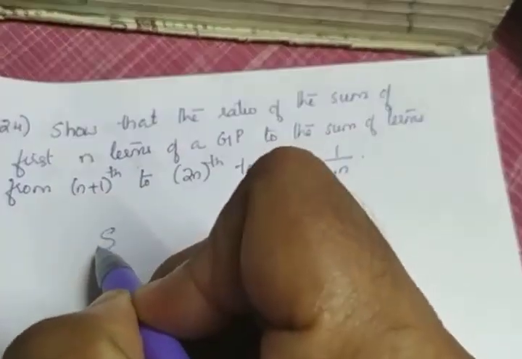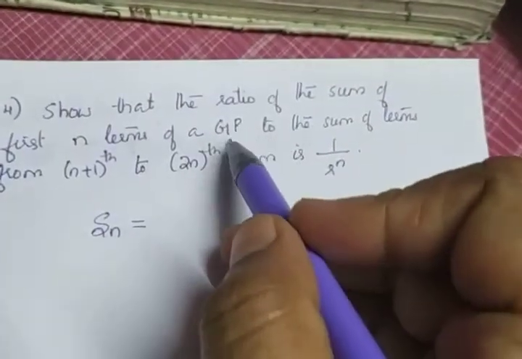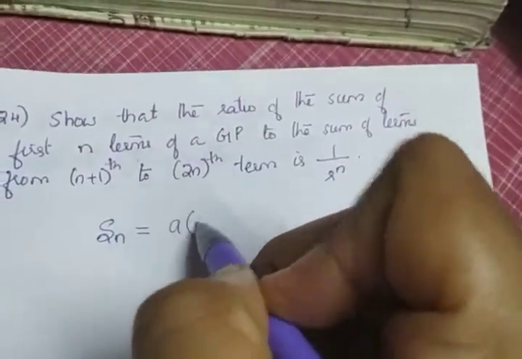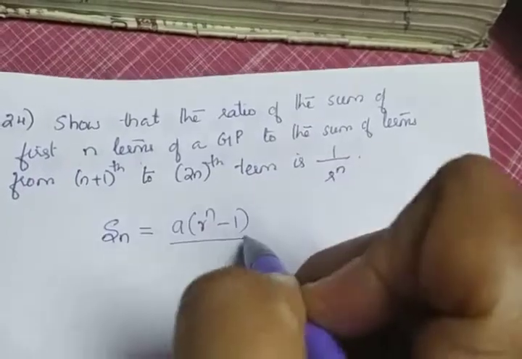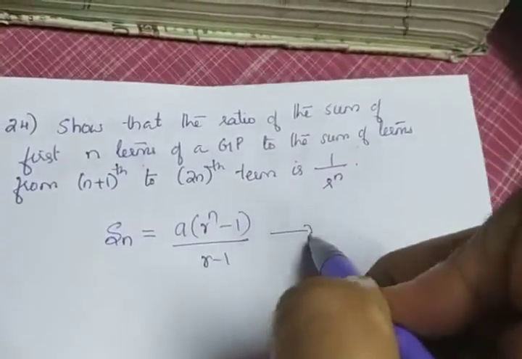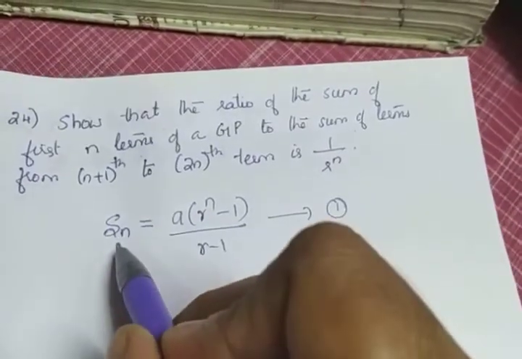Okay, the first one is Sn. It's a GP, so the formula is a into r raised to n minus 1 by r minus 1. Let this be equation number 1. This is the first sum we require.